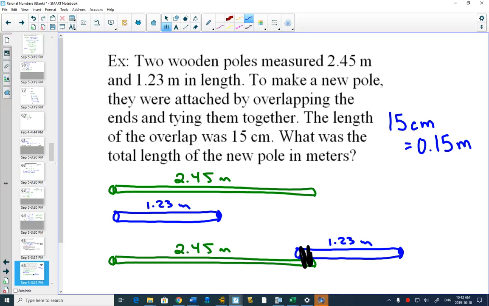And this question is asking, what is the total length? How far is it from here all the way to here? A little bit of problem solving. Why can't we just add 2.45 and 1.23? Because there's that 15 centimeter overlap.